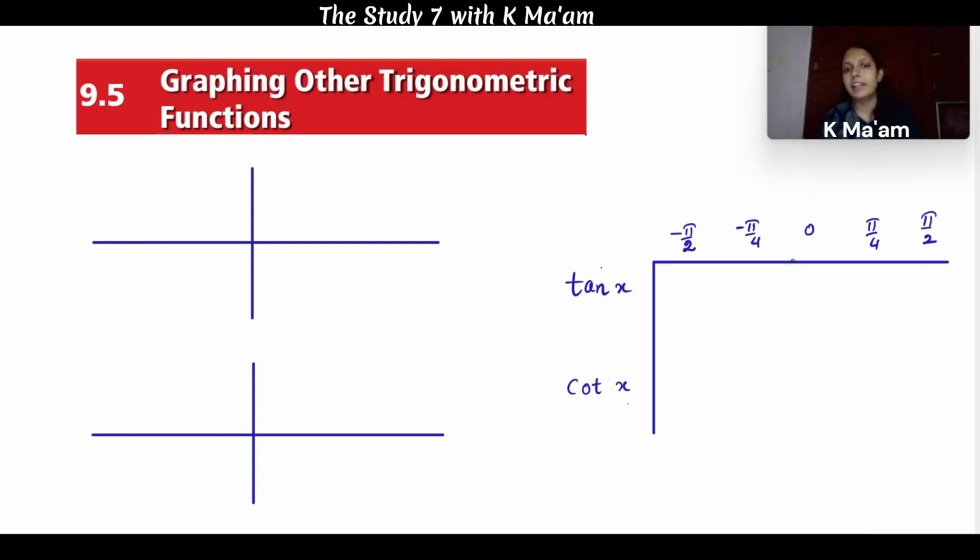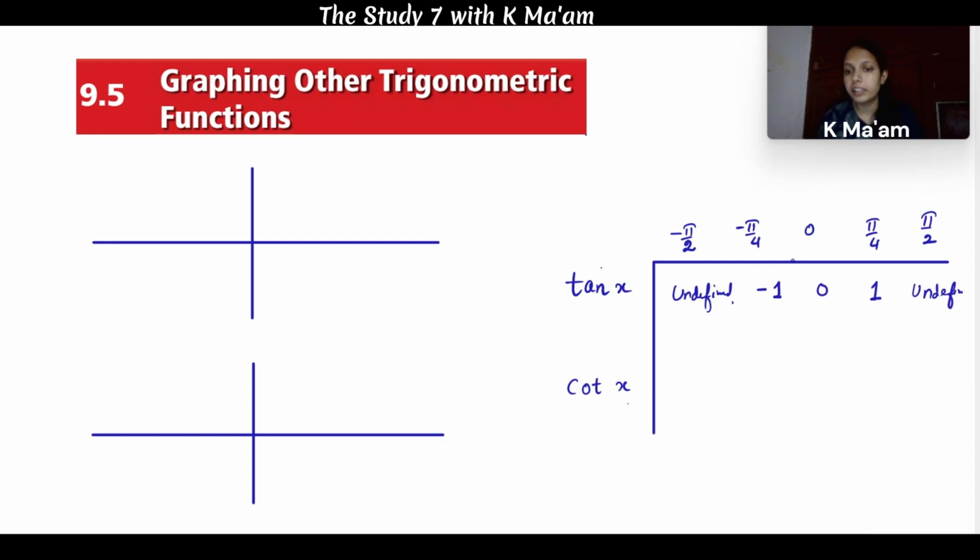I draw some x values here, and let's see what the corresponding values for tan are. Tan at negative pi by 2 is undefined. At negative pi by 4, it's negative 1. At 0, it's 0. At pi by 4, it's positive 1. And at pi by 2, it's again undefined.